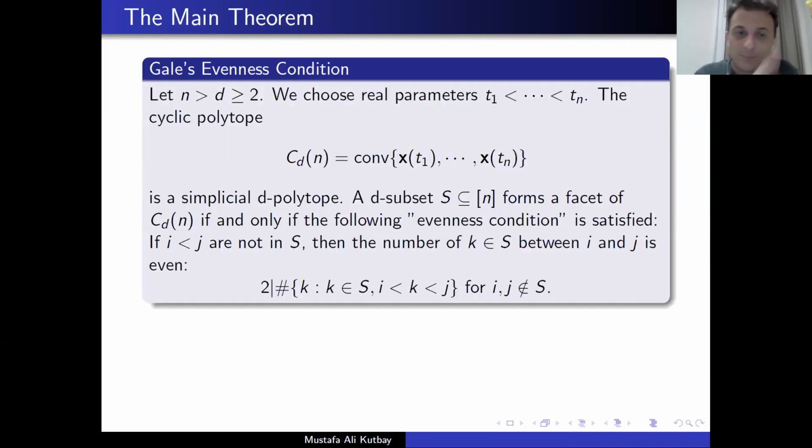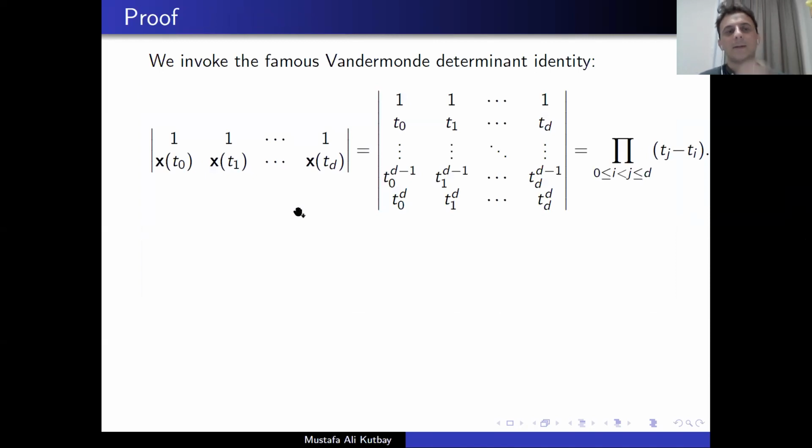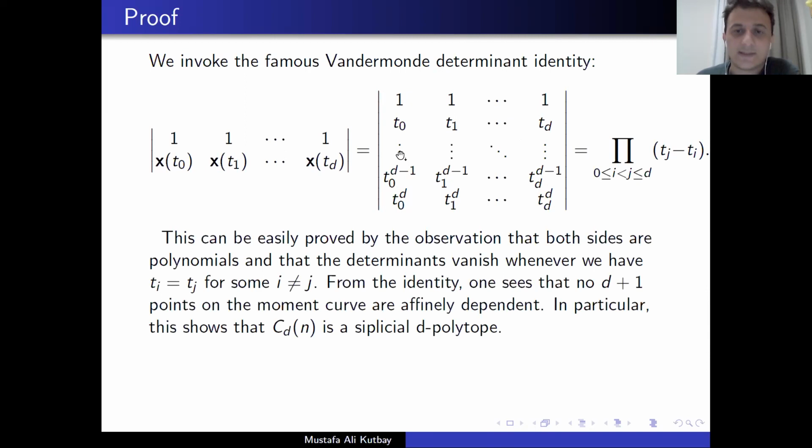To start with the first part of the proof, we just claimed that example two is also an example of example one. I mean, cyclic polytopes are in fact simplicial polytopes. To prove this, we invoke a famous theorem called the Vandermonde determinant identity. I'm not inclined to prove this here because it may take a little long, but just to gain a little insight about it, please notice that this determinant and this product are, in fact, multivariable polynomials. And whenever you pick two different columns in the determinant, or pick the indices the same on the other side of the equality, in the product, they both vanish. I mean, they both give zero.